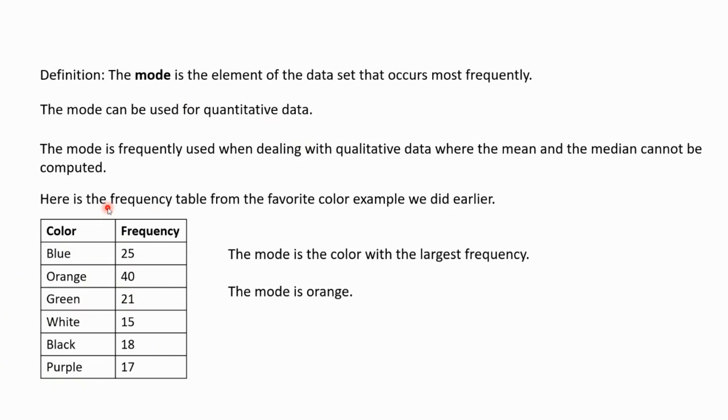So that's what happens here. And again, the mode is just the data element that occurs the most often. So it's the data value that has the highest frequency. If you were to look at this table here, the mode would be the color orange. And why is that? Because it has the highest frequency, as you can see. That's what the mode would be.